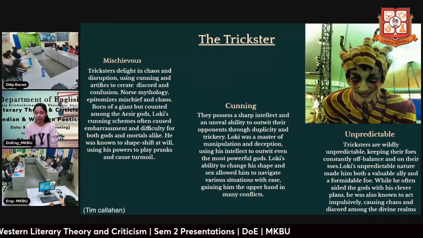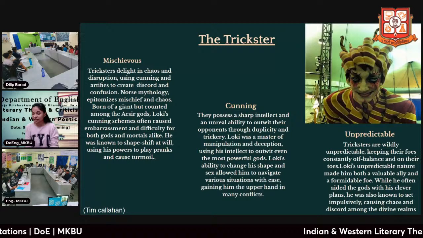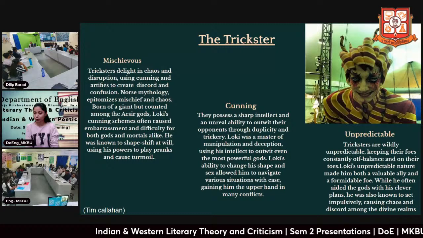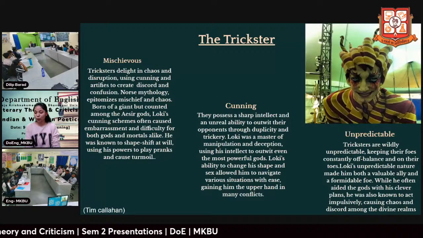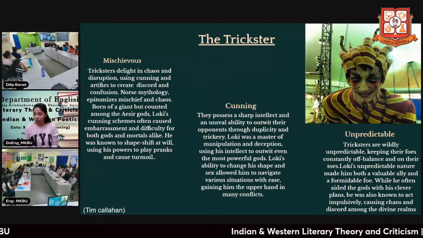Tricksters are widely unpredictable, keeping their foes constantly off balance and on their toes. Loki's unpredictable nature made him both a valuable ally and a formidable foe. While he often aided the gods with his clever plans, he was also known to act impulsively, causing chaos and disorder among the divine beings.